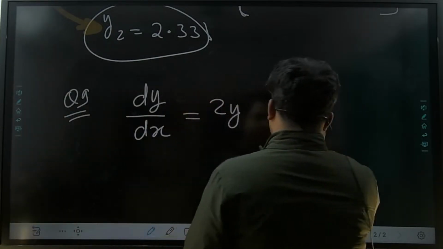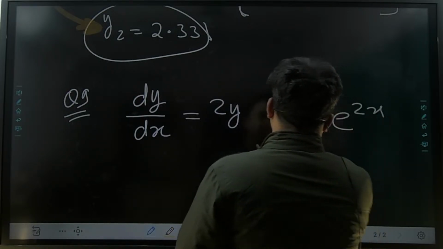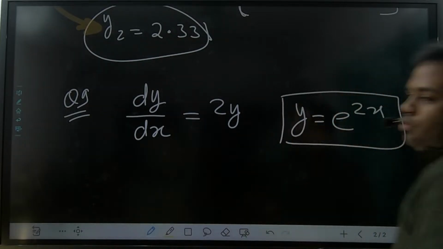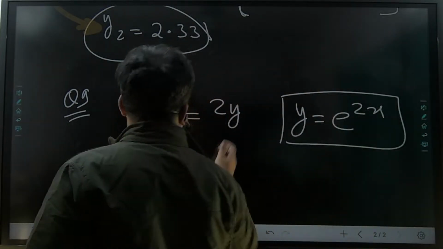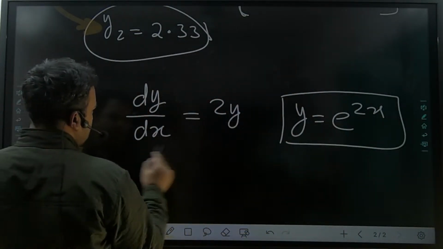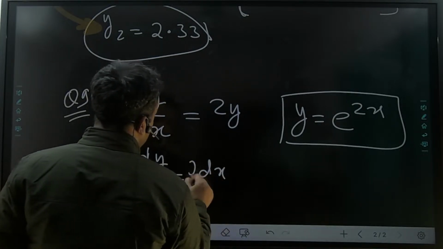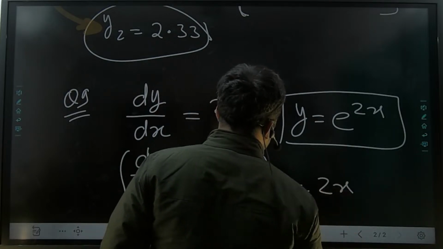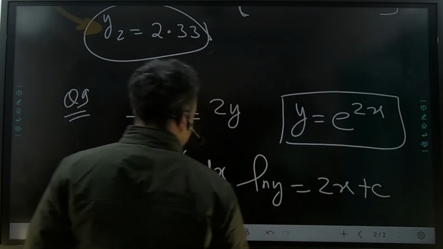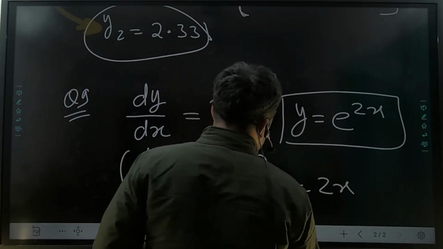And we have a solution also. The analytical solution is given, that is y is equal to e raised to power 2x. We got this by the analytical solution. You can get this very easily by variable separation. You can write dy by y equal to 2 dx, integrate both sides, so you'll get log y is equal to 2x plus some arbitrary constant, but that constant is not given here, so we'll take it as 0. So y is basically e raised to power 2x.